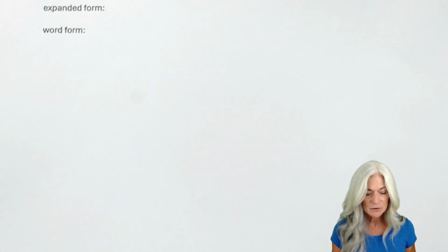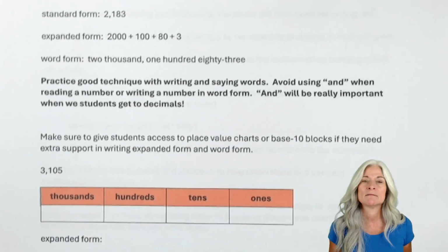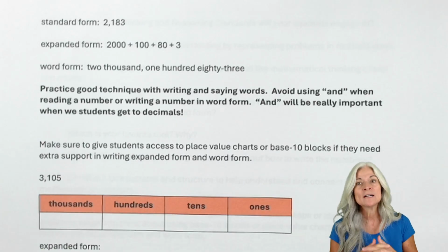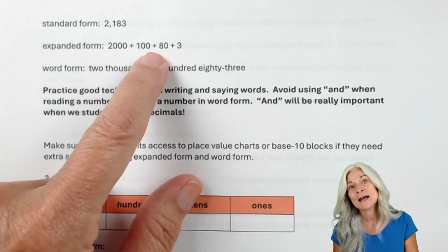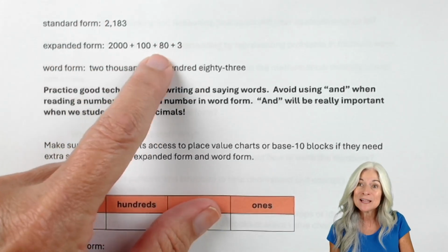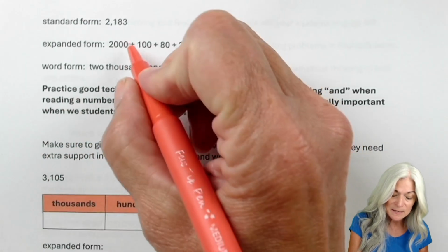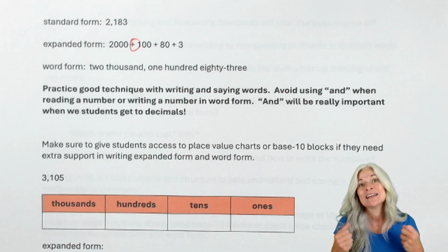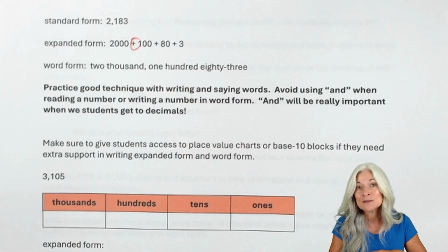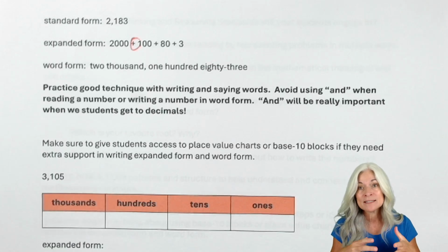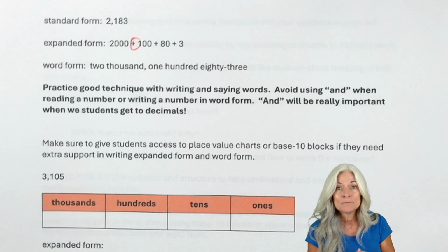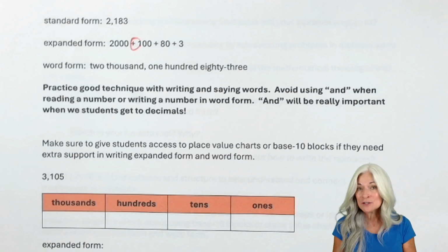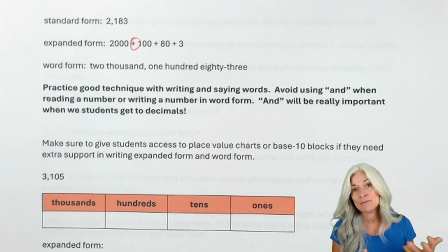Now we're going to get into our vocabulary for today. I would love to have a vocabulary wall. Of course, standard form, and expanded form, where they're writing out the value of each place value. Super important to stress with them: in expanded form, we have to add all those together to create this expression that is equivalent to 2,183. It's got to have the plus sign so that it equals that same number. Word form, 2,183. Practice good technique with writing and saying words.